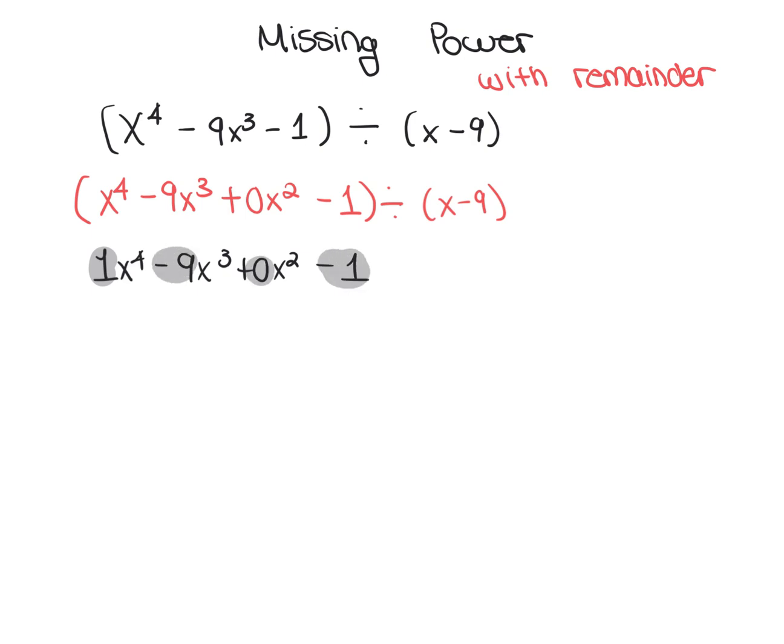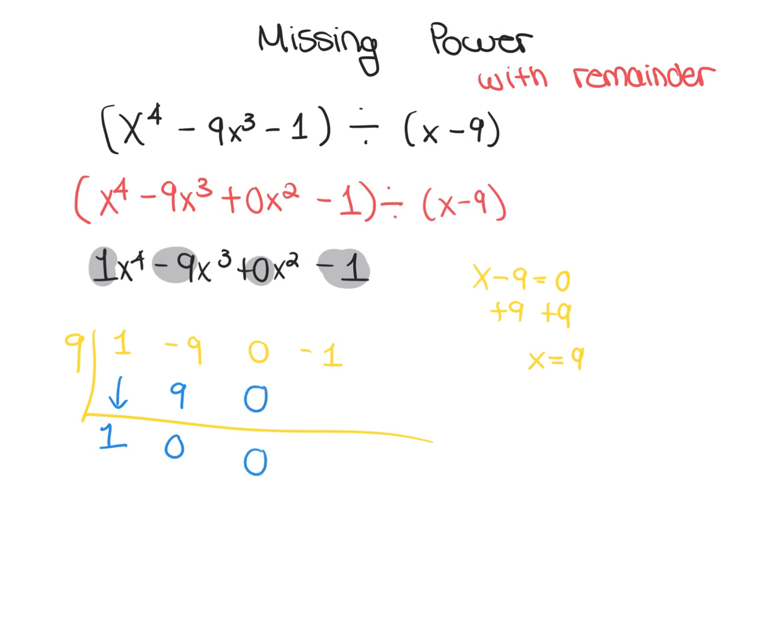And then we say, okay, what are we dividing by? Well, x minus 9 equals 0. We add 9 to both sides. x equals 9. So we have 9, and then we have 1, negative 9, 0, negative 1. Bring down the 1. 1 times 9 is 9. Negative 9 plus 9 is 0. 9 times 0 is 0. 0 plus 0 is 0. 9 times 0 is 0. And then we have negative 1.